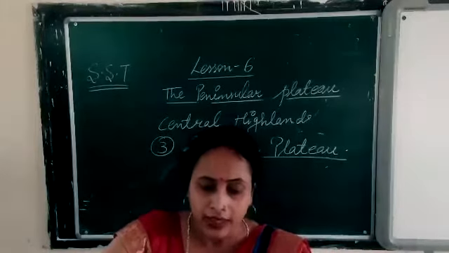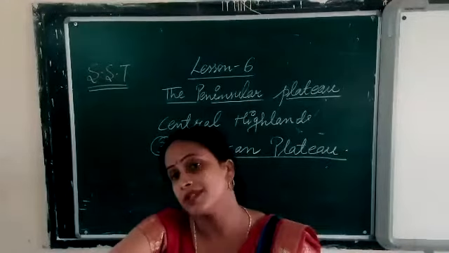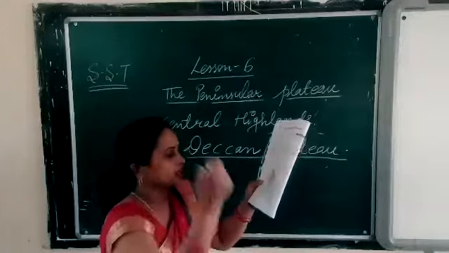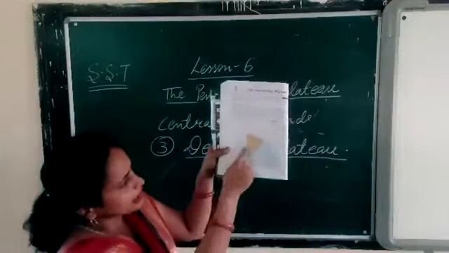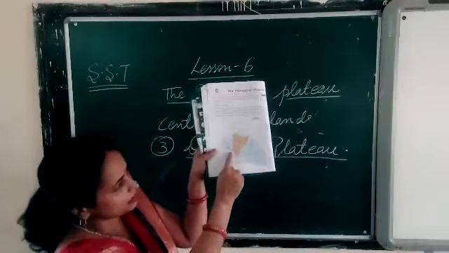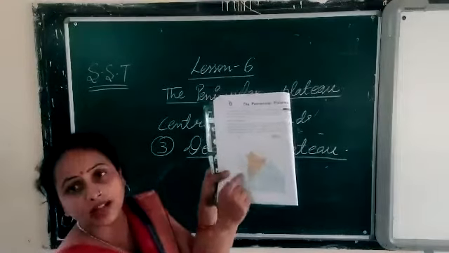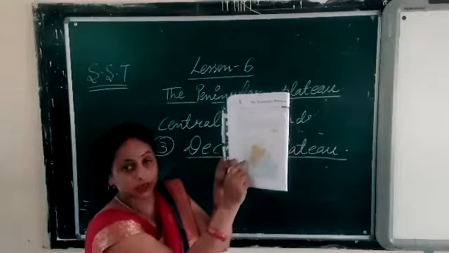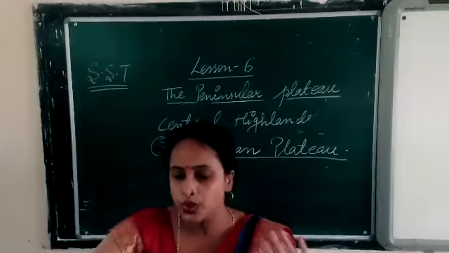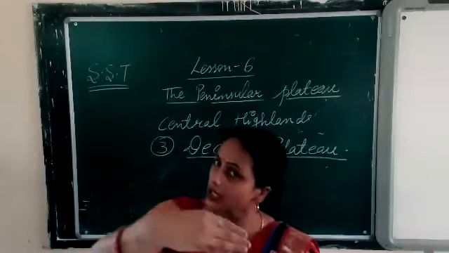Now, you see here, the Narmada and Tapi are the only two rivers that flow into the Arabian Sea. Where is the Arabian Sea? Here, the Arabian Sea, and here the Bay of Bengal. So only two rivers we find here, Narmada and Tapi, which drain into the Arabian Sea. They move into the Arabian Sea.